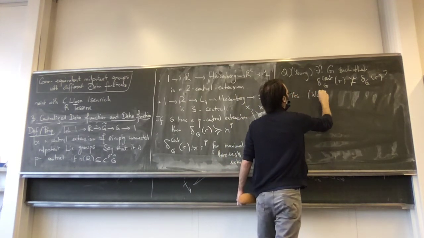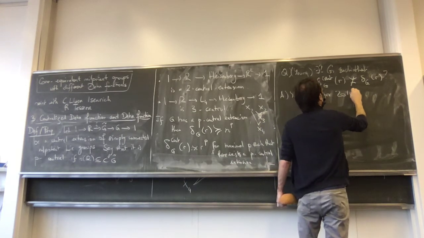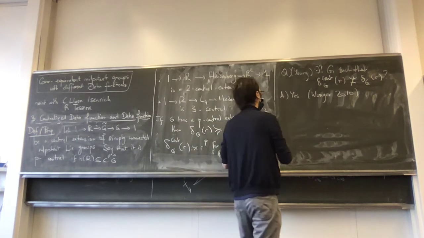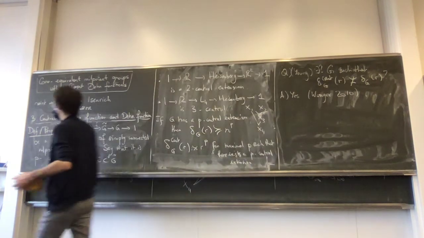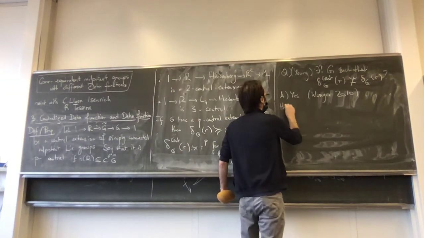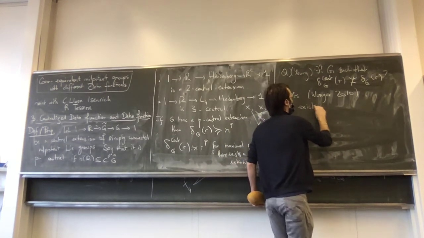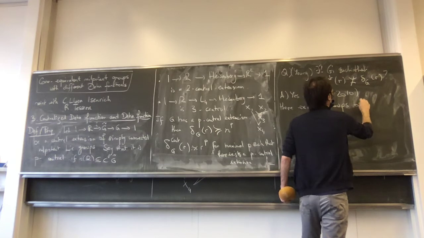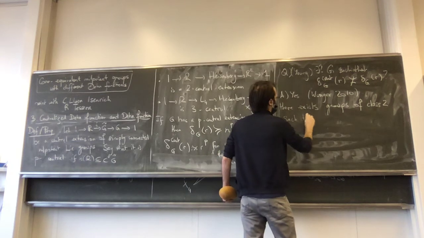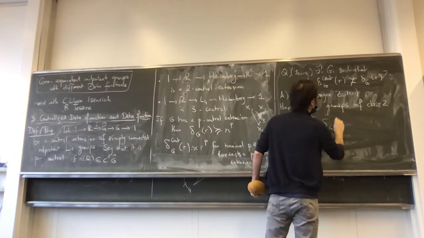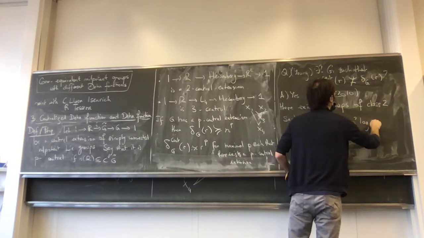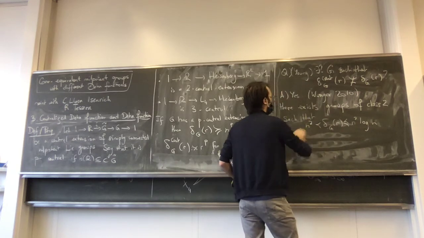So Wenger in 2010 actually produced groups of class 2 with lattices. So there exist groups of class 2 such that the Dehn function is smaller than n squared log n, and it's strictly greater than n squared, so it's in between.